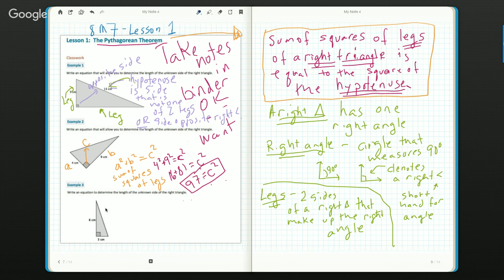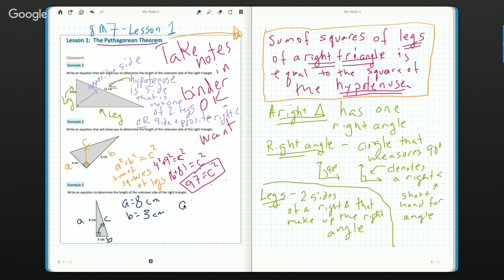Let's use this color. So first we need to identify our legs, a and b. It doesn't matter which one you call a or b for the legs, but you definitely have to get c correct for the hypotenuse. So we identify the hypotenuse by finding the right angle and going opposite. So this must be c. So either one of these sides can be a and one side be b. And so we know that a is equal to 8 and b is equal to 3. And these are in centimeters, but it doesn't really matter. We just know that our answer has to be in centimeters.